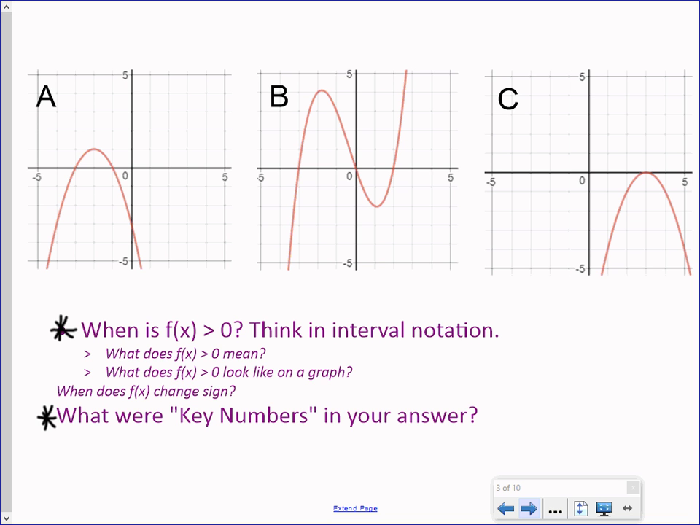So remember, you're not choosing one graph as an answer. You're looking at each graph as an extra example. Okay, so when is f of x greater than 0? First figure out what f of x greater than 0 means. I'll come around to your groups in a little bit. Discuss.